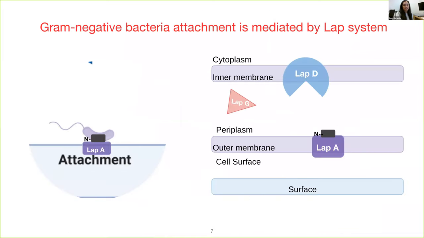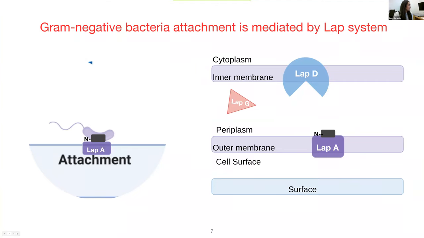So how is this attachment being regulated? We have a Lab adhesin on the surface of the bacteria. When it's present in the outer membrane of the bacteria, then the bacteria knows to attach and then start forming the biofilm. So in gram-negative bacteria, we have the outer membrane, the periplasm, and the inner membrane. And with this membrane system, we have the Lab system that regulates the LabA adhesin on the surface of the bacteria. Again, if the LabA is present, then biofilm will form.